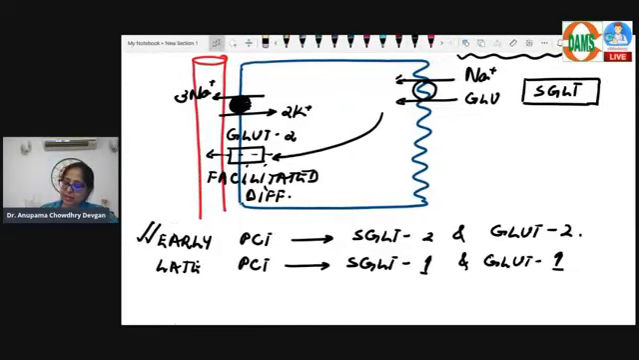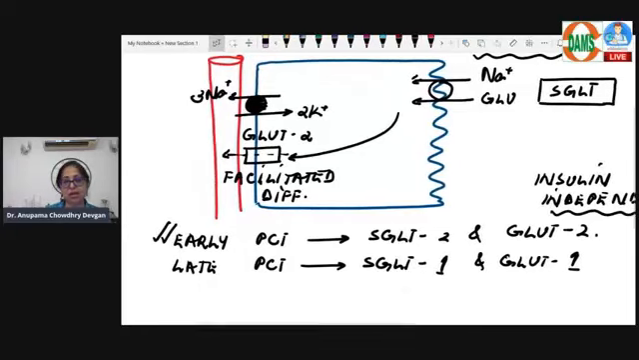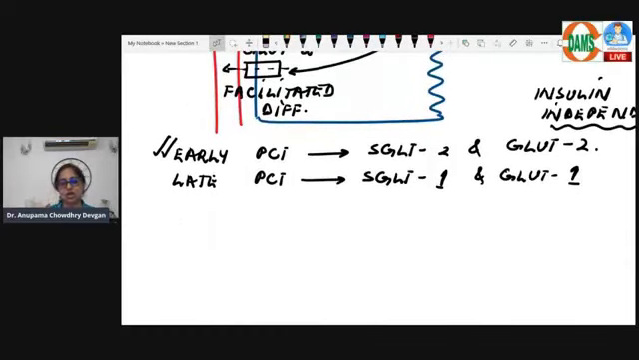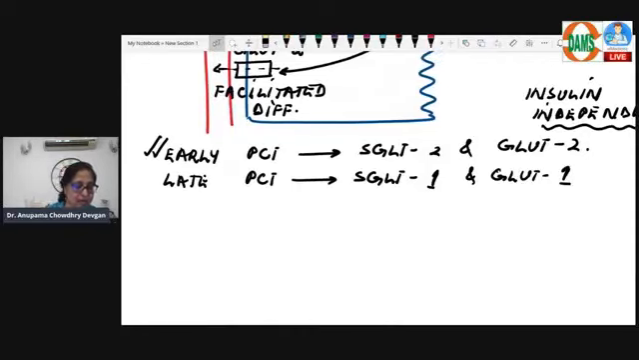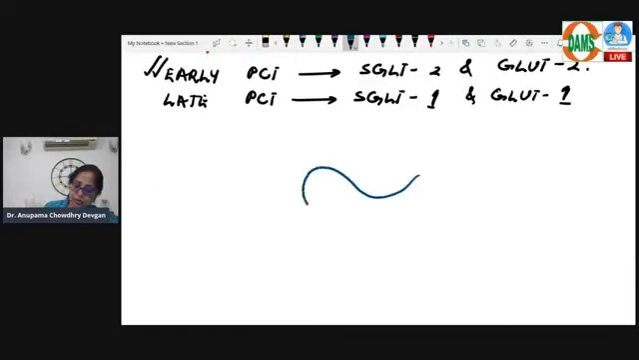Please remember, both GLUT2 and GLUT1 are insulin-independent GLUTs. The insulin-dependent GLUT is GLUT4, which is on adipocytes and muscle cells, resting skeletal muscle cells. So these are insulin independent. Remember, the majority of glucose reabsorption is by SGLT2 and GLUT2.